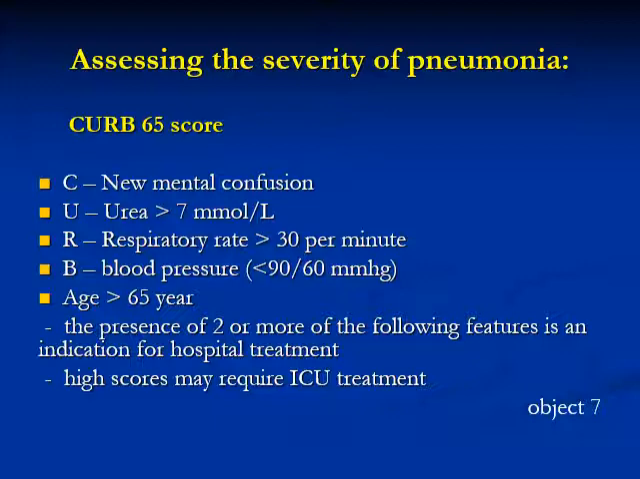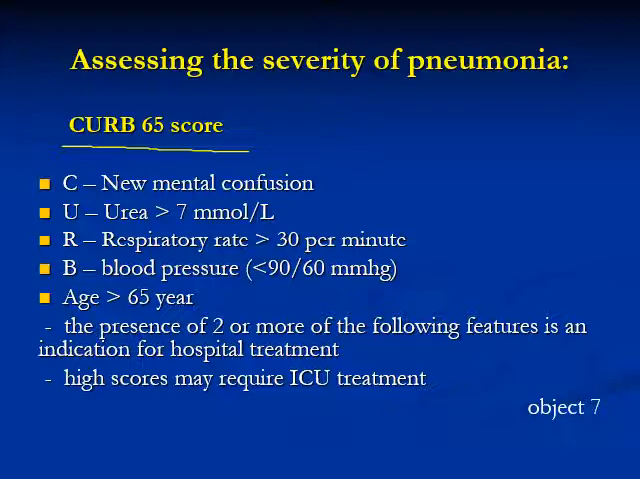After we do the clinical diagnosis, we can assess the severity of the pneumonia. Assessing the severity of pneumonia usually depends mainly on the clinical features. We come to the term called the CURB-65 score. What is the CURB-65 score?